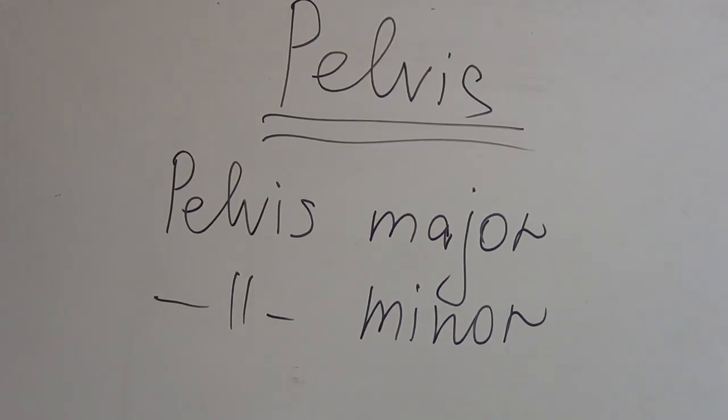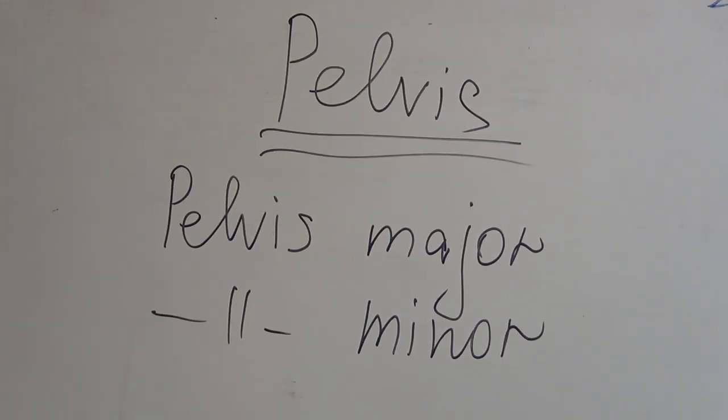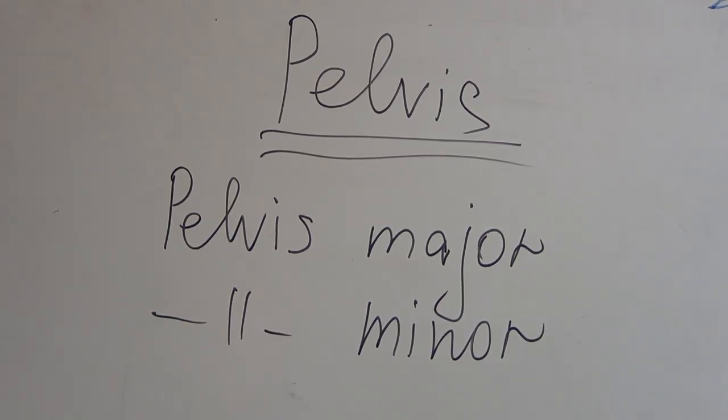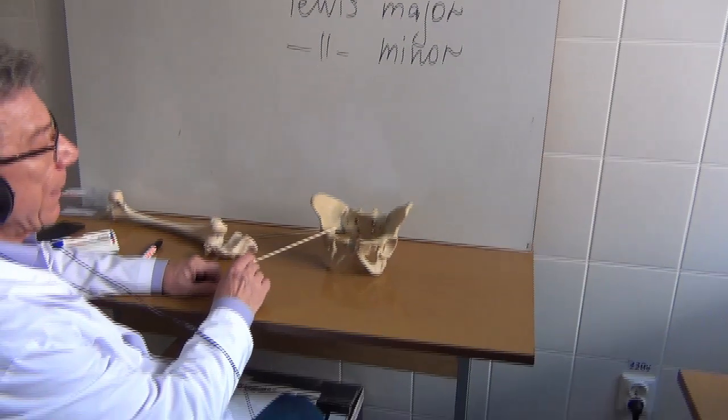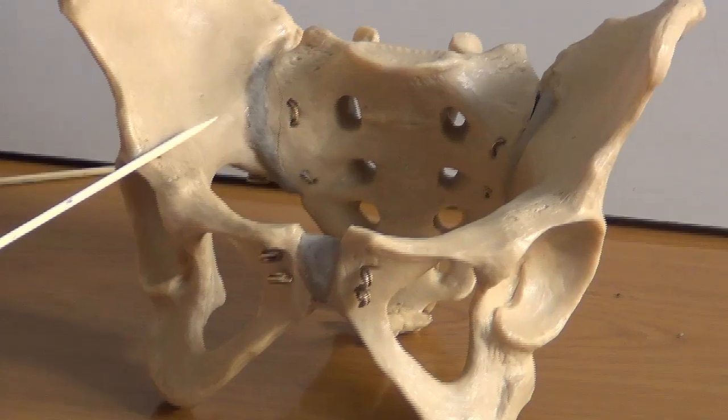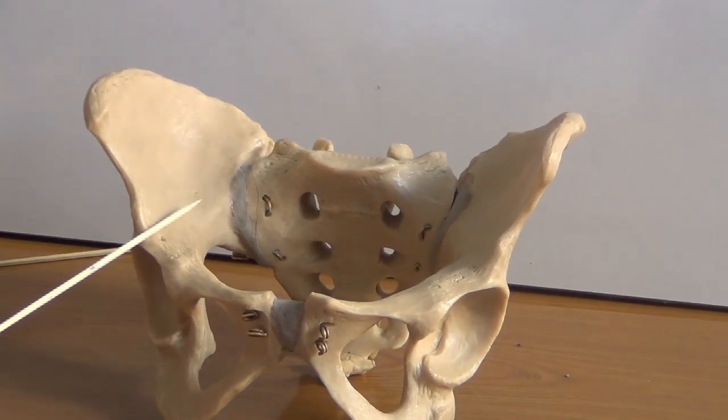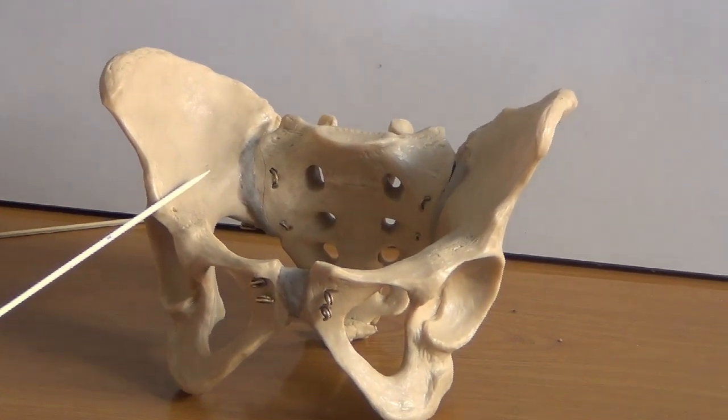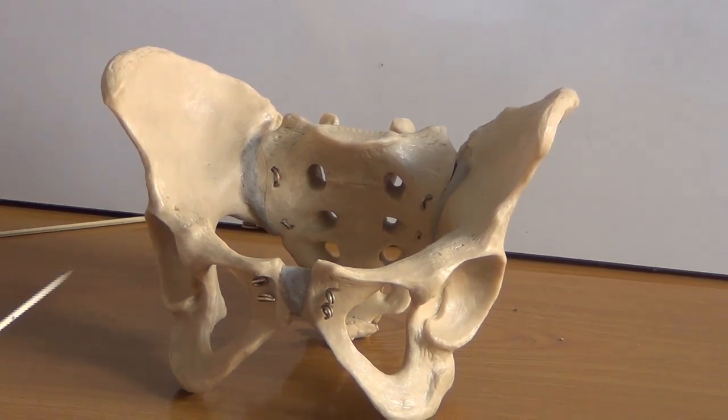The next theme is girdle of inferior extremities. This girdle is called pelvis. You can see here it is, pelvis. It consists of 3 bones.